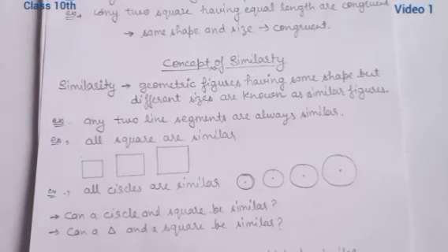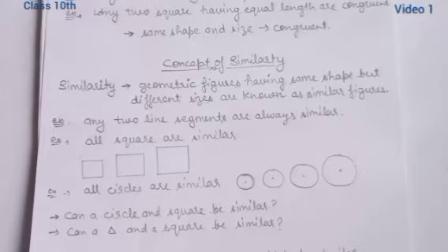So students, what you observe here is that if two figures have the same shape but different lengths, they are said to be similar. But two questions come to mind: can a circle and a square be similar? Can a triangle and a square be similar? No, because the shape should be the same. So a circle and a square can never be similar or congruent, and a triangle and a square can never be similar or congruent.